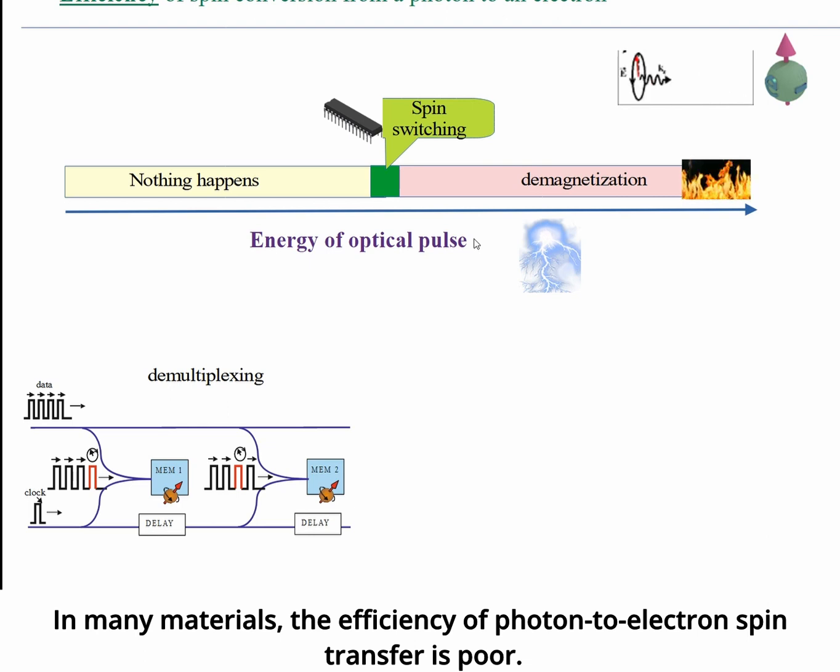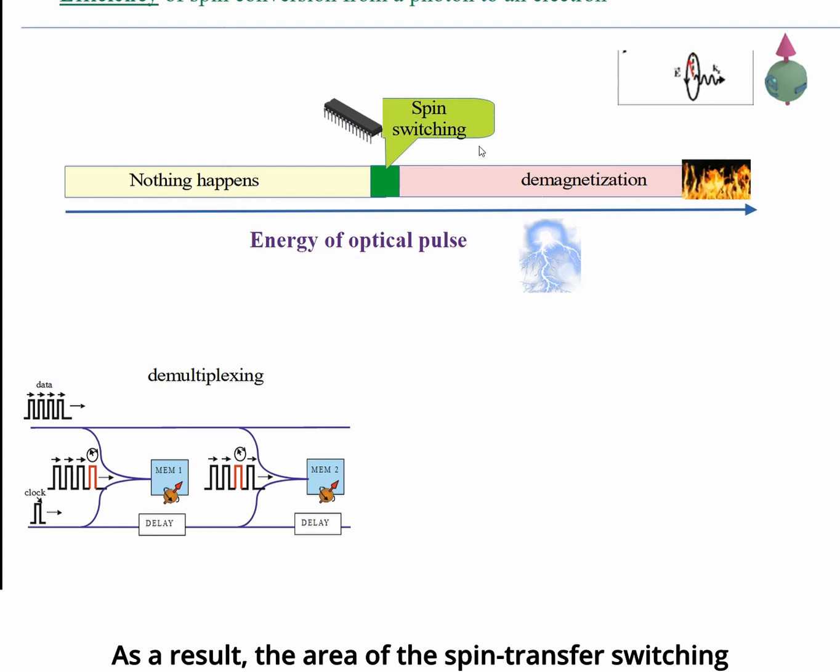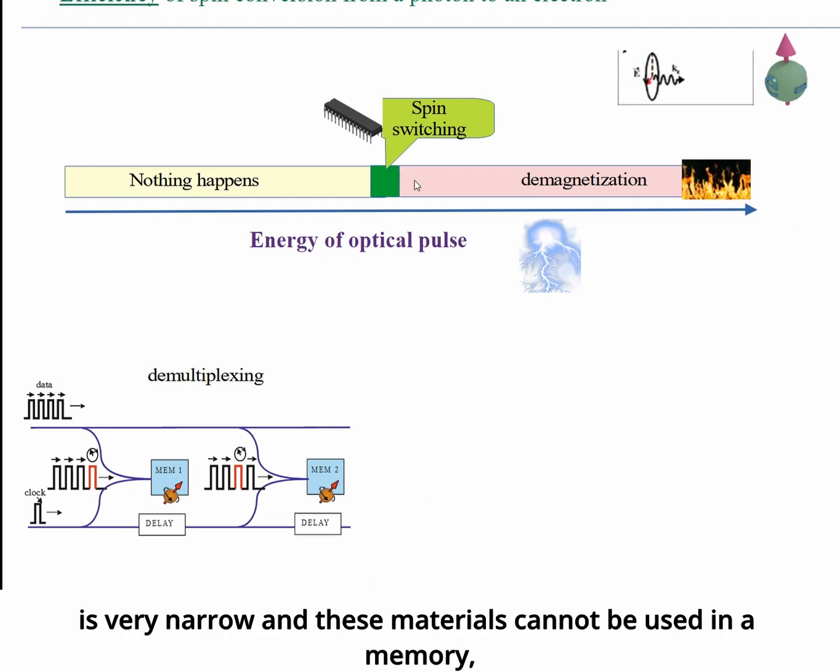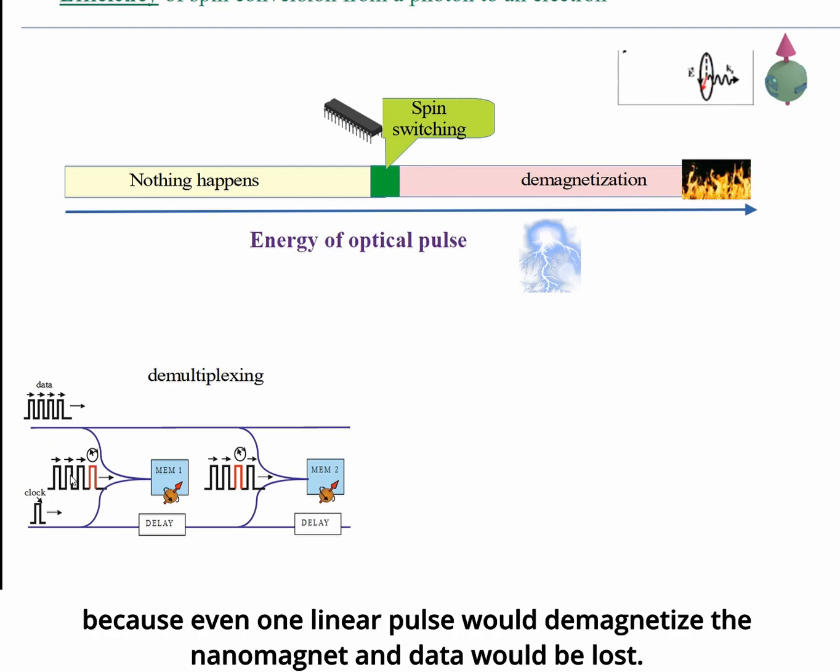In many materials, the efficiency of photon-to-electron spin transfer is poor. As a result, the area of the spin transfer switching is very narrow, and these materials cannot be used in memory because even one linearly polarized pulse would demagnetize the nanomagnet and data would be lost.